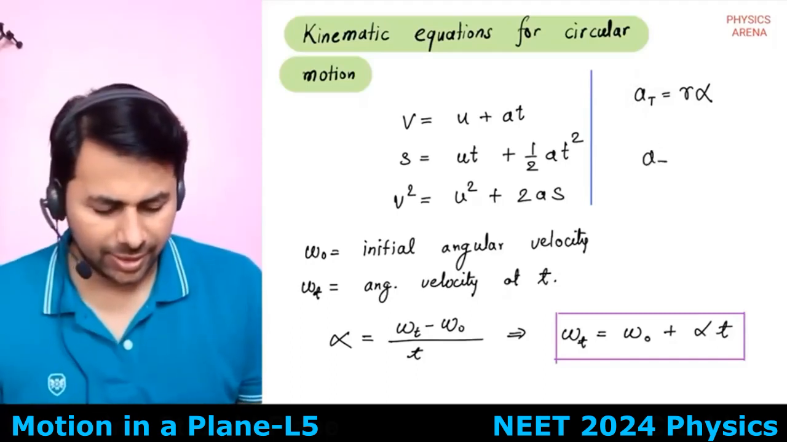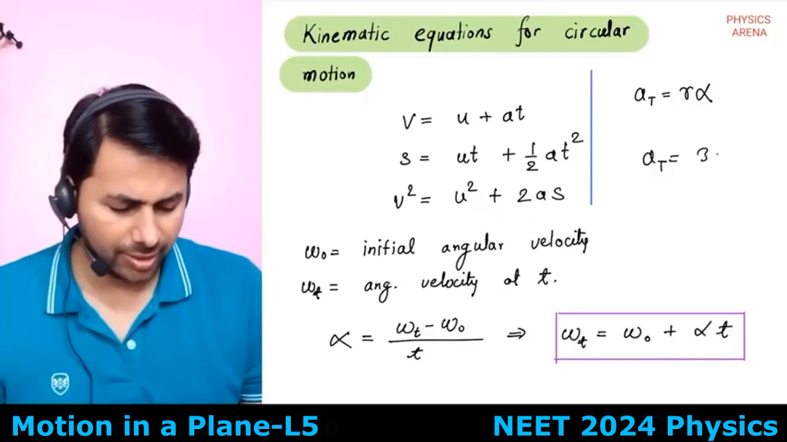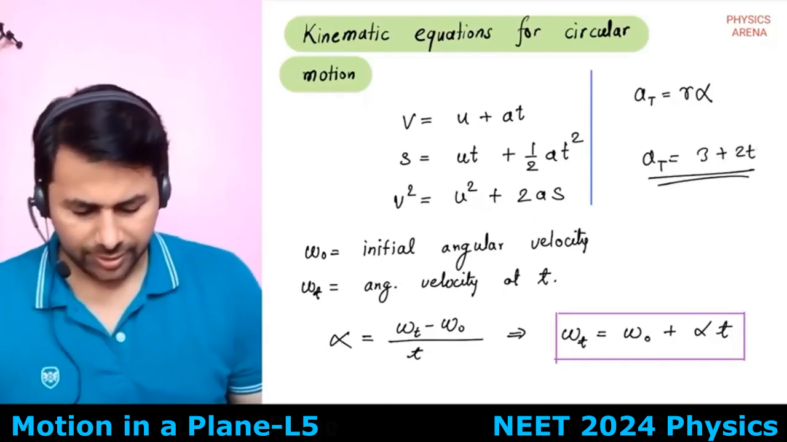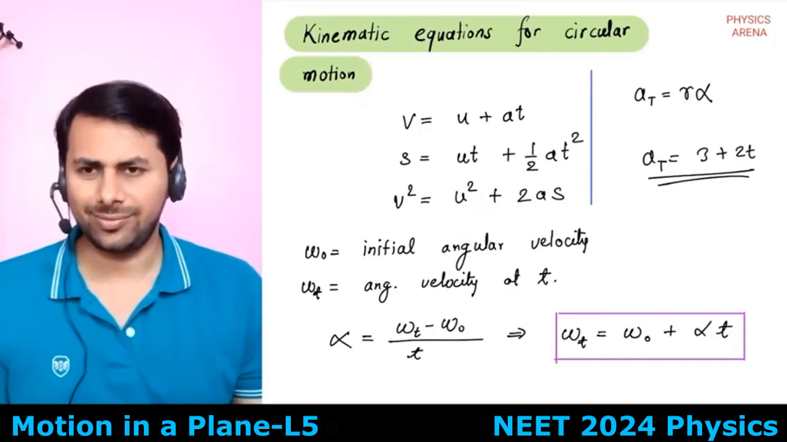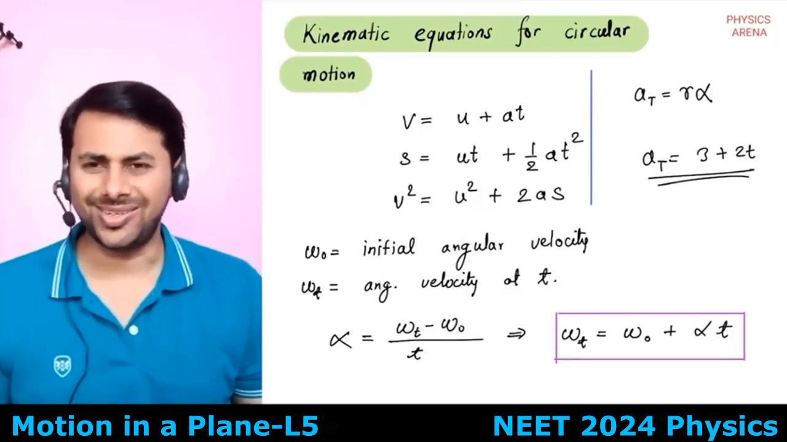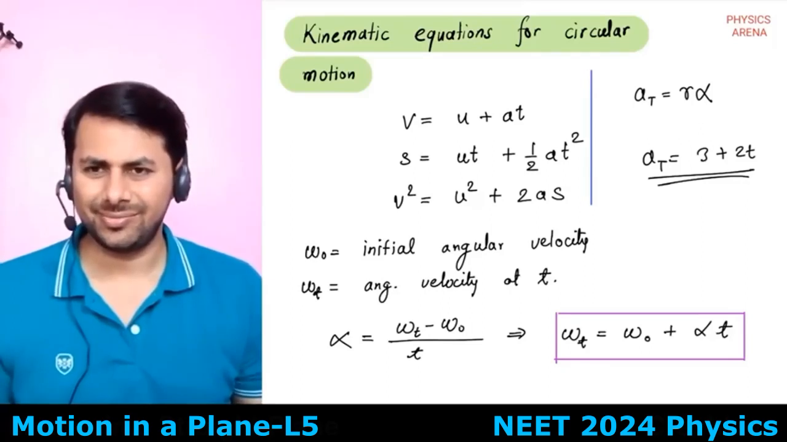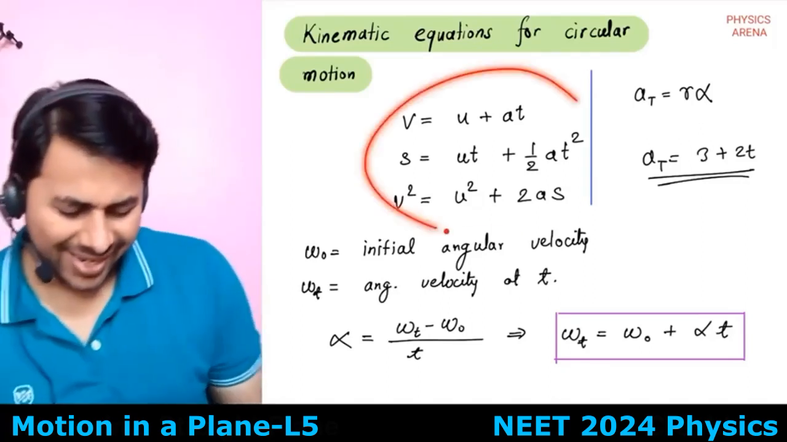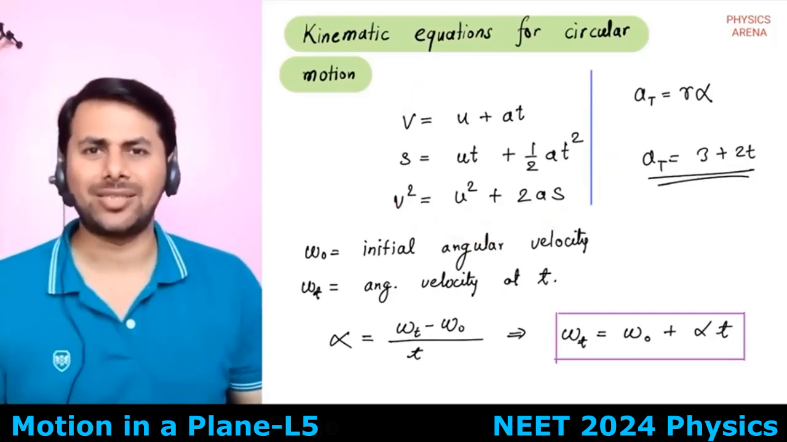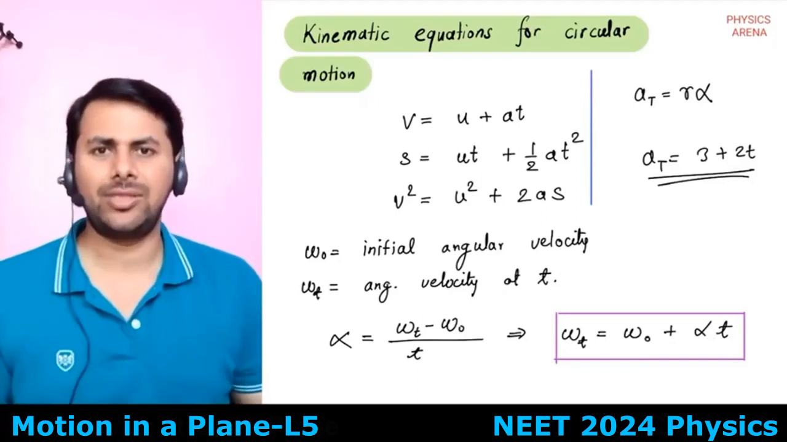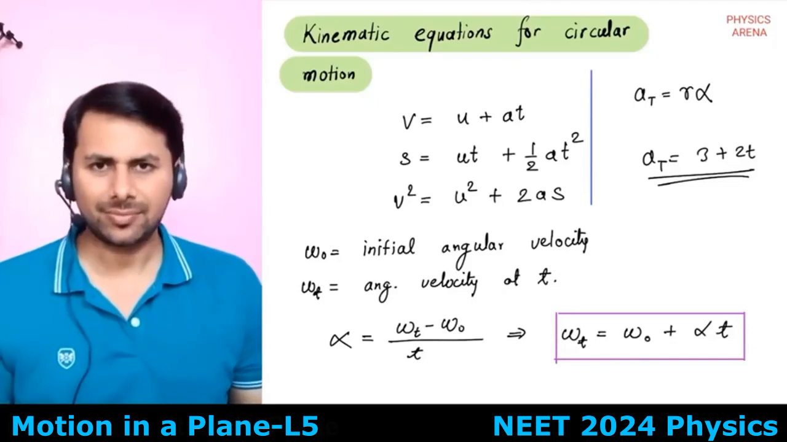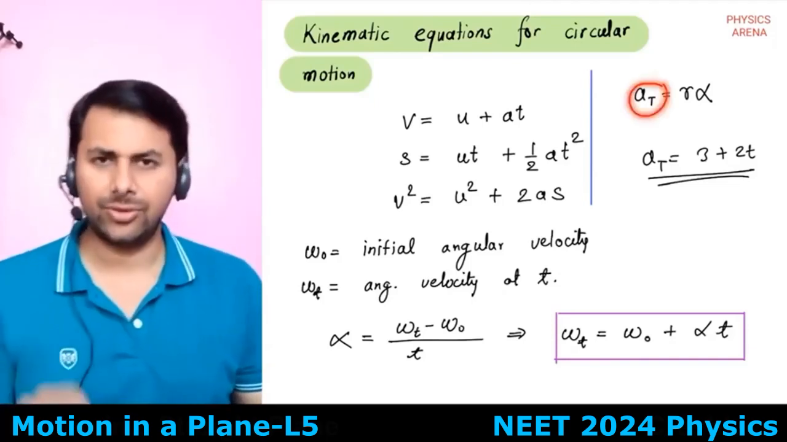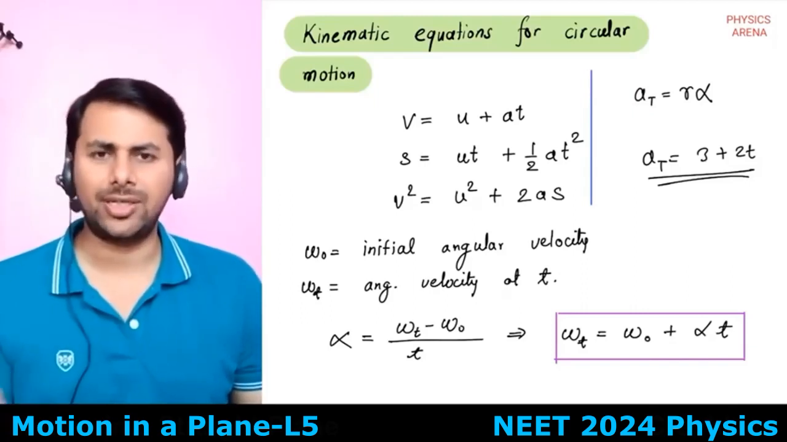If I say tangential acceleration a_t is equal to, suppose, 3 plus 2t, can I use these equations? Cannot use. These equations are for uniformly accelerated motion, right? If I want to use them in circular motion, what should I have? Uniform acceleration. Which acceleration? Uniform tangential acceleration. Uniform meaning constant in magnitude.